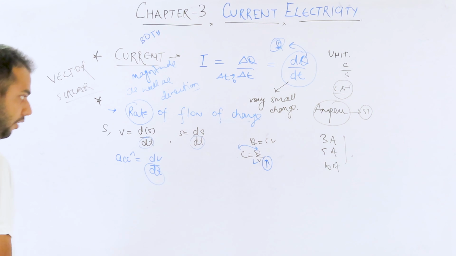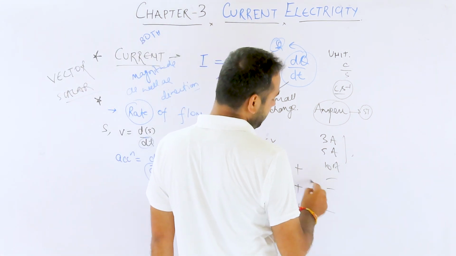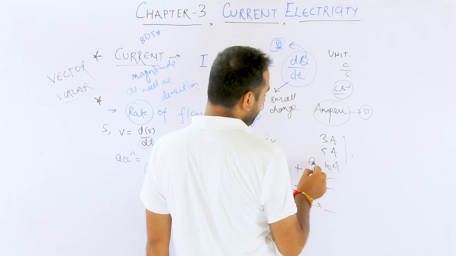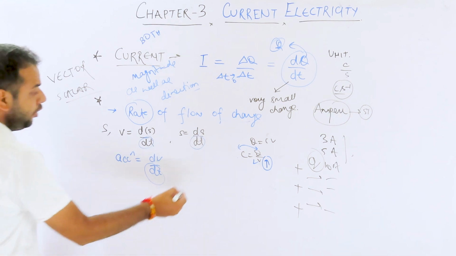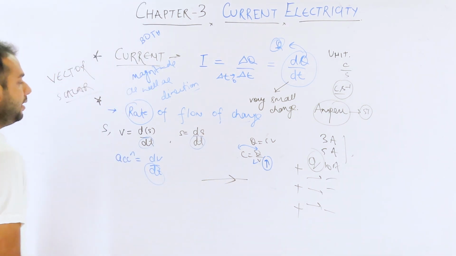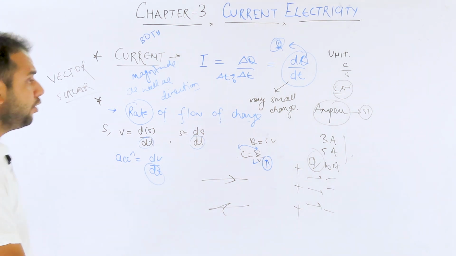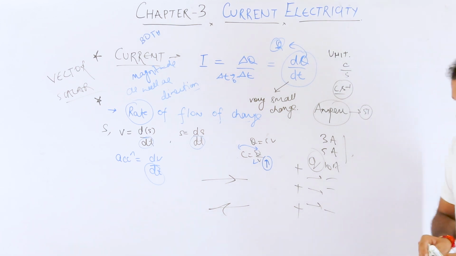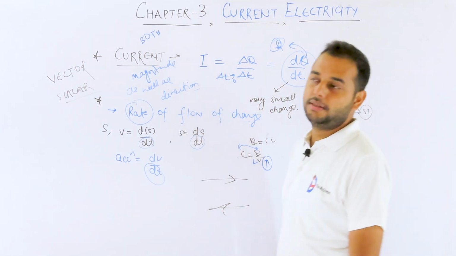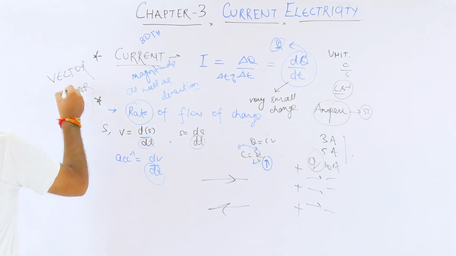What about direction? We know current generally flows from higher potential to lower potential. The flow of electrons and charges goes from higher to lower potential. We have specified several times that current is moving in this direction or that direction. Current has a magnitude as well as direction, but it is not a vector quantity. It is a scalar quantity.